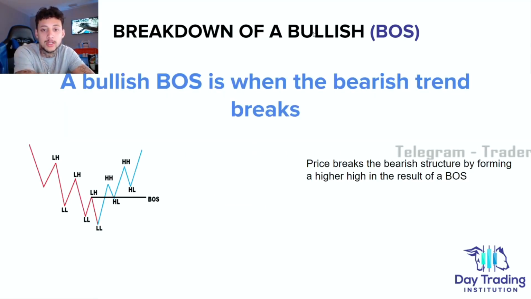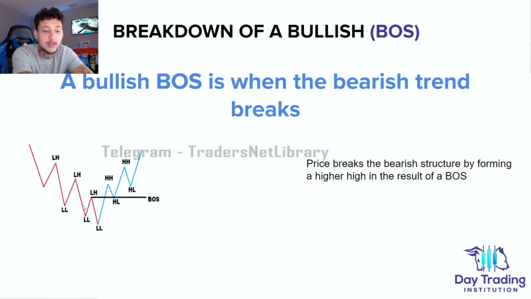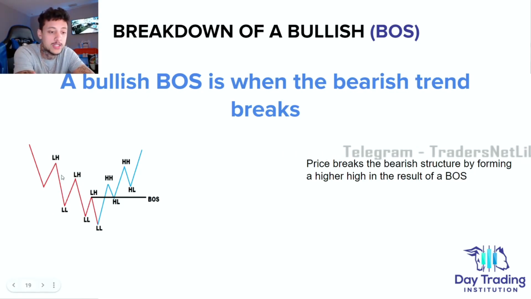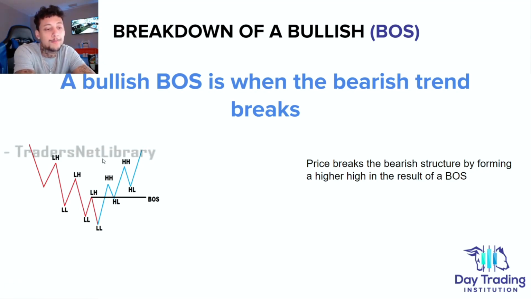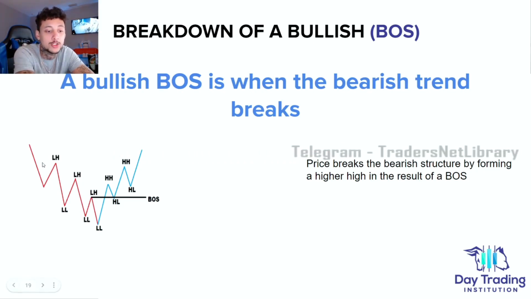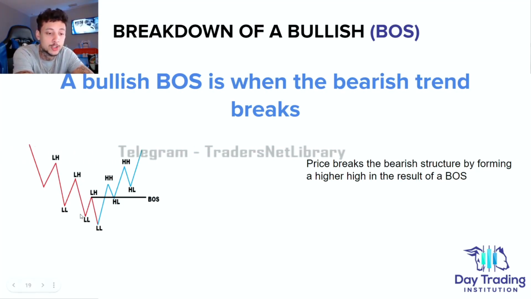So this is going to be a breakdown of a bullish break of structure, right? A bullish break of structure is when the bearish trend breaks and price starts going bullish. So again, going back to the simple concept of lower lows and lower highs, everything in red is going to be the bearish trend and everything in blue is going to be the bullish trend. So we have a lower high, lower low, lower high, lower low, lower high, lower low. We know that is a bearish trending condition because, going back to earlier in the video, when price is making lower highs and lower lows, price is simply in a bearish trend.